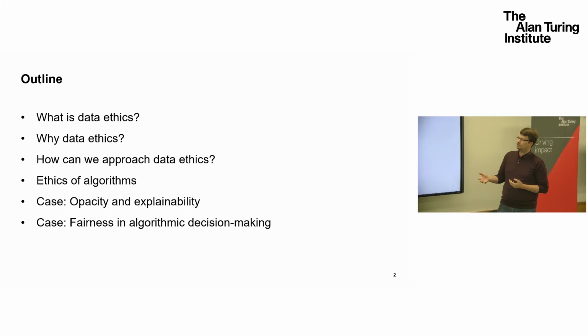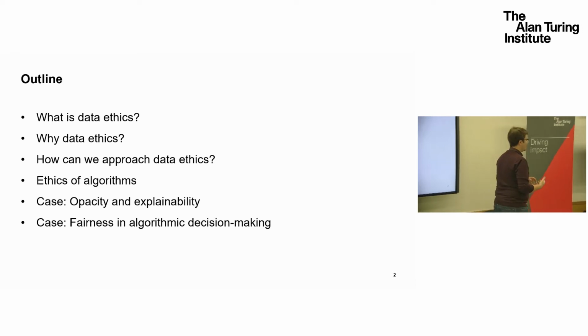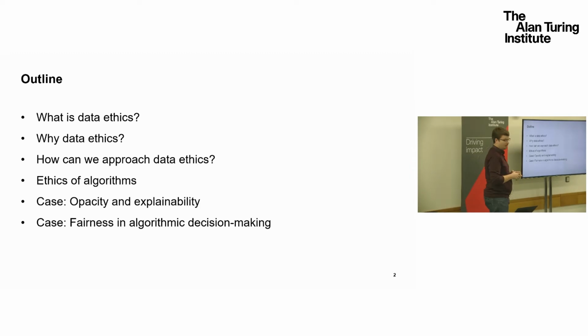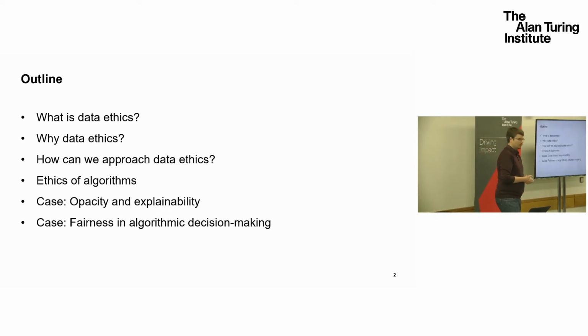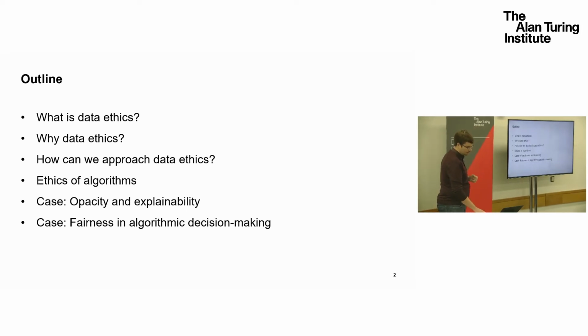And then finally, towards the end, we'll look at two cases in a bit more detail. One being the issue of opacity, how to overcome opacity in algorithmic systems, and how to explain them if it's possible. And second, fairness, or measuring fairness in algorithmic decision-making. So there'll be a very interactive component to those two cases.